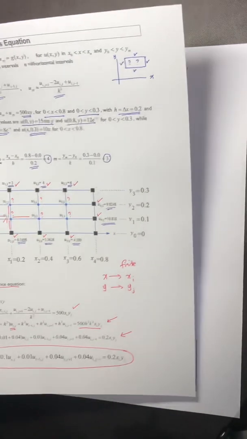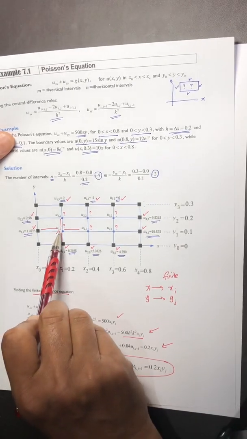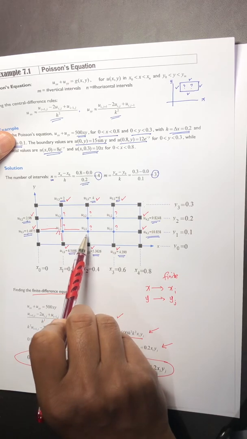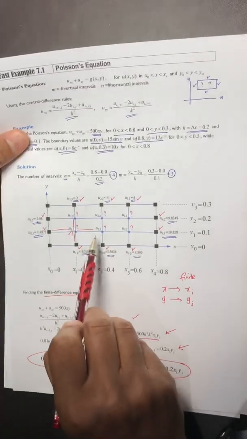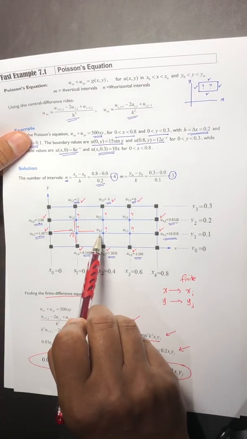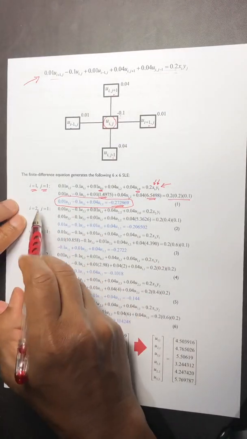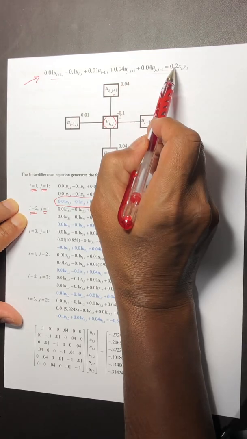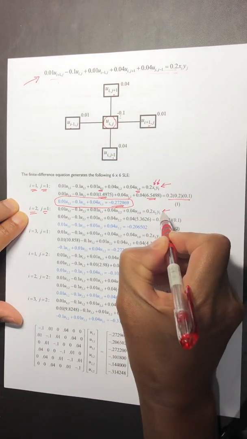Okay, next we move the molecule, this one here, to the right hand side in this diagram. So what happened? It's going to be I equal 2, J equal 1. So I equal 2, J equal 1 into this equation. What happened? We get this.